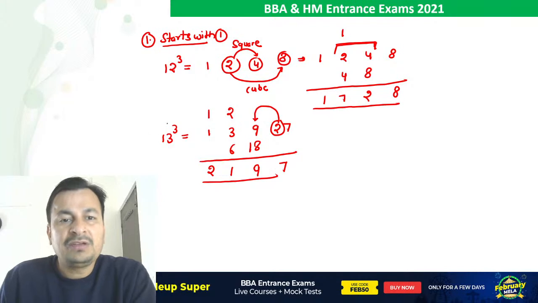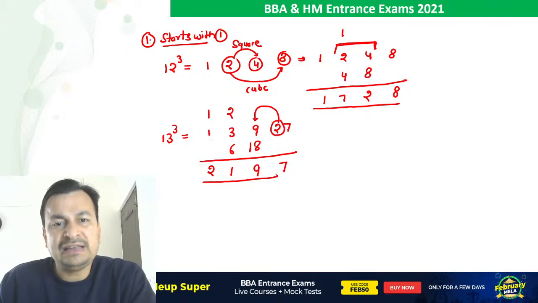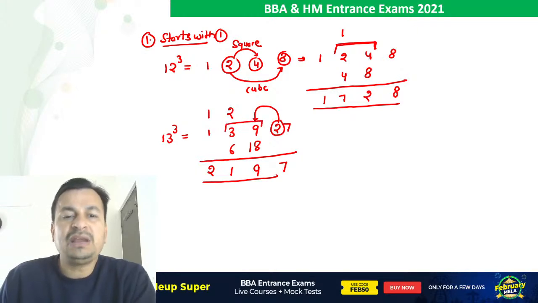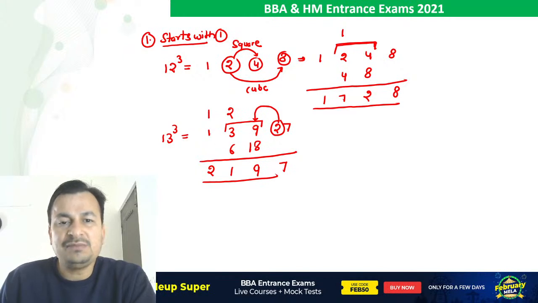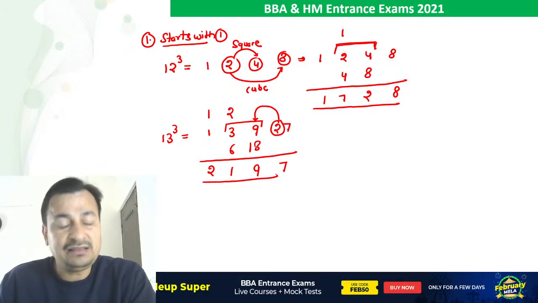Again, if we want to calculate the cube of 13, then we will write 1, then 3, square of 3 is 9, cube of 3 is 27, and then we will multiply these two numbers by 2. 3 multiplied by 2 is 6, 9 multiplied by 2 is 18. And then we will add these two numbers. Add किस तरह से करते हैं?